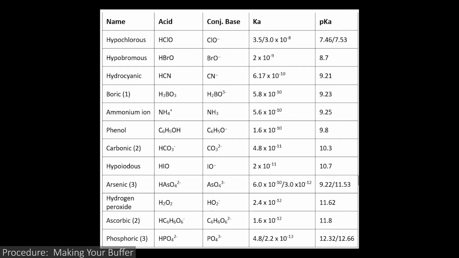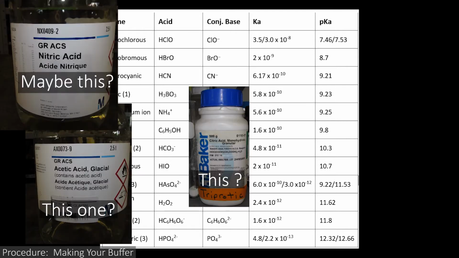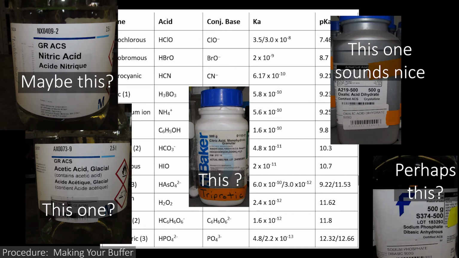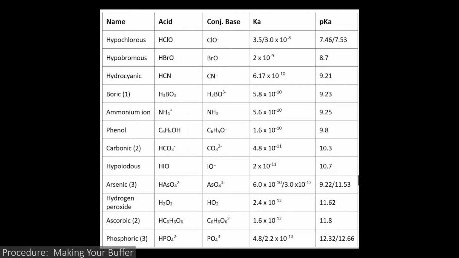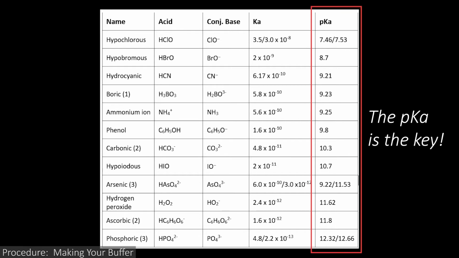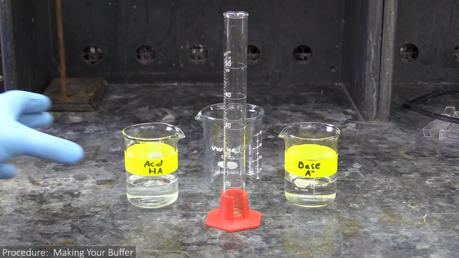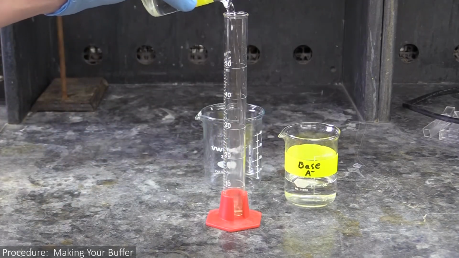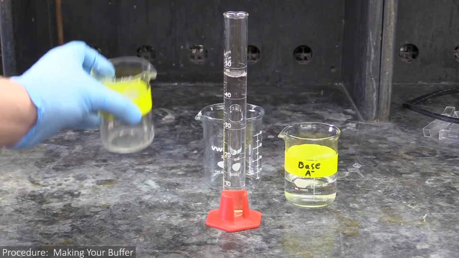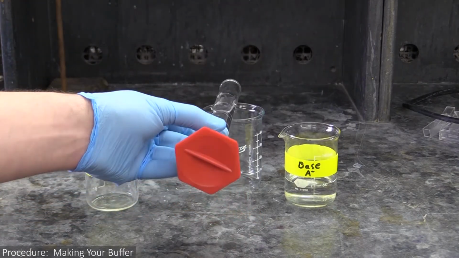To make your buffers, you'll be provided with 3 different solutions of acid and their conjugate bases. Your job will be to choose the most appropriate acid and its associated conjugate base to make your buffers with. When you go to do this, remember what we talked about earlier regarding the relationship between acid pKa and the pH of the buffer being made. Both your buffers will be made to nearly the same pH, so you'll use the same acid and conjugate base for both. To make your buffers, you'll mix your chosen acid and conjugate base together in 2 different ratios. One buffer will have a little more acid, the other a little more base.